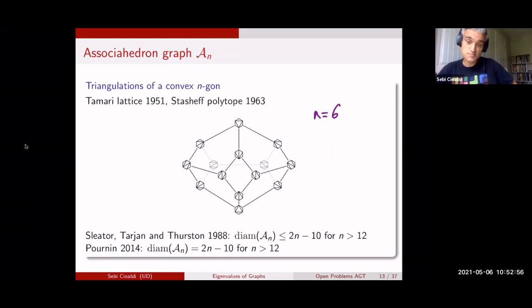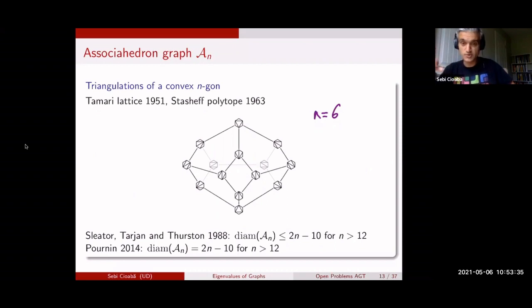of the set of diagonals. Basically, in this picture, if you have any edge, the two triangulations as the endpoints overlap in exactly two diagonals. And this graph has a realization as this polytope in dimension n minus 3. I think several people proved this. And that's n equals 6 drawn in R3. And various parameters of this graph have been studied. So there's this paper by Sleator, Tarjan, and Thurston, in which they have a very nice proof that the diameter is at most 2n minus 10.